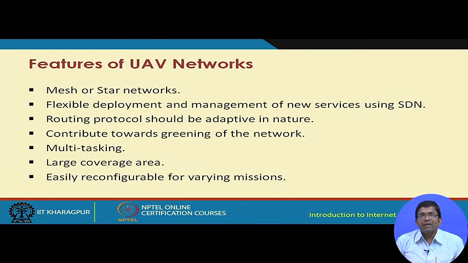Then another very important feature of UAV network is that you can offer connectivity over a larger area. So, you can have larger coverage of connectivity, or sensing coverage also can be expanded with the help of UAV networks, because these are fast moving flying networks comprising different flying nodes. These could be easily reconfigurable for varying missions. So, depending on the mission, these networks can be programmed or predefined or reconfigured or pre-configured in different ways.